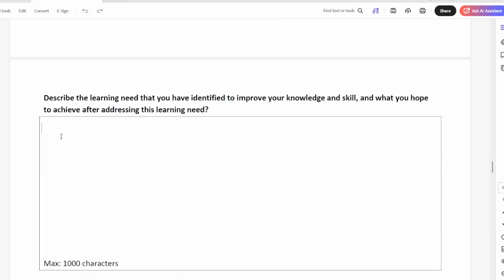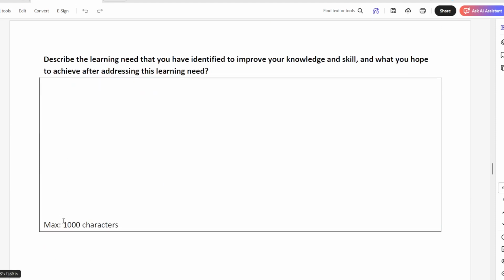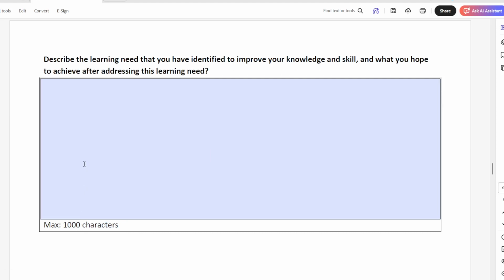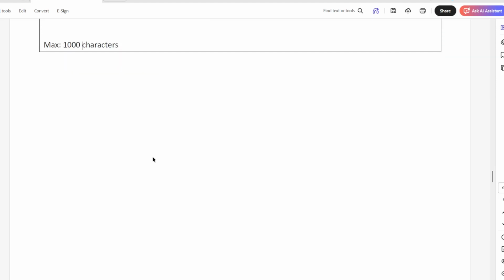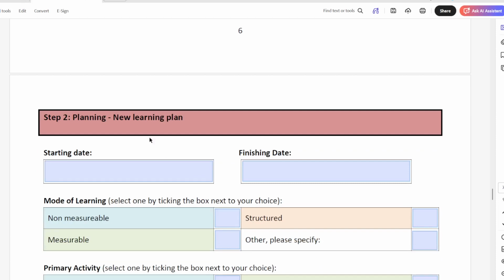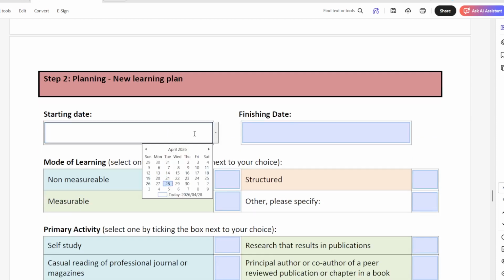Then here it allows you to enter the reflection. Remember the trigger, learning need, and the goal. And the characters need to be less than 1,000. So after you've written your 4 steps, just put it here. Then if you see that some of your words are cutting, you can remove them. Okay. Then you move on to step 2, the planning. The start date speaks of when you started doing the activity.